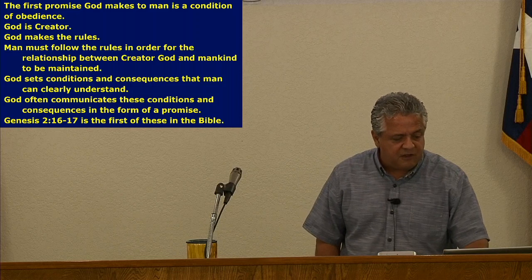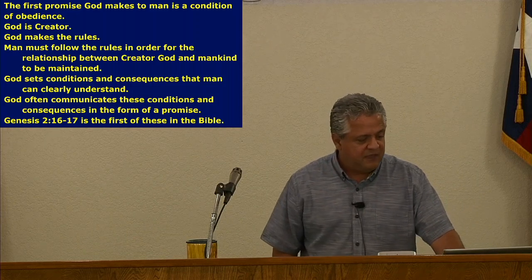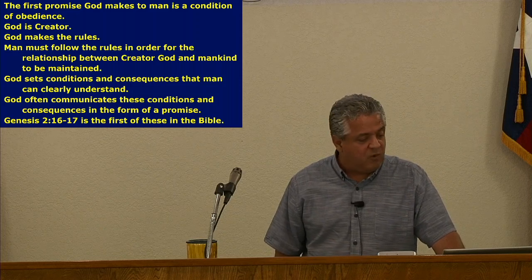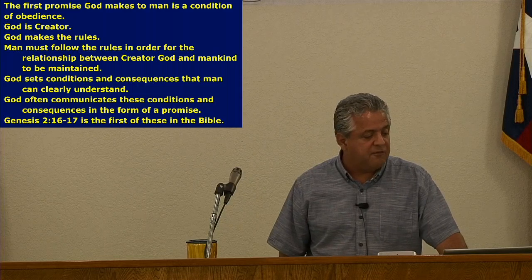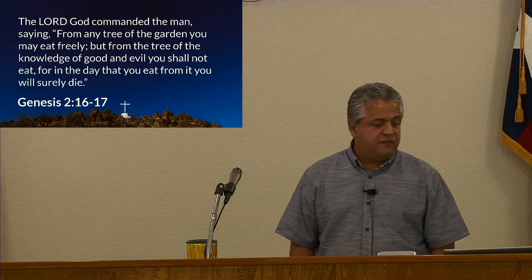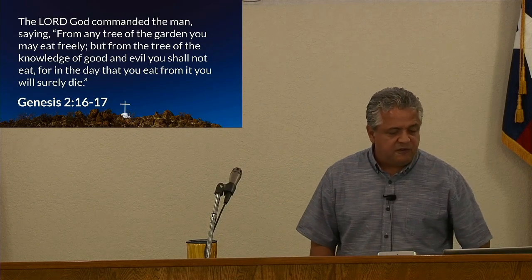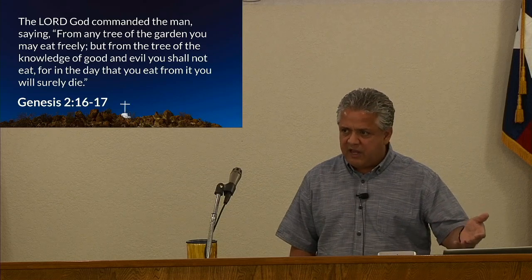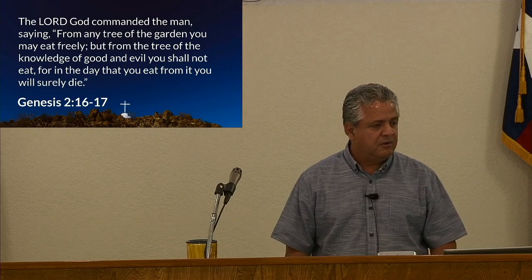God often communicates these conditions and consequences in the form of a promise. And that's what we will spend the next umpteen weeks of our lives on these night sessions, going through the Bible looking for God's promises. In Genesis 2, verse 16 and 17, this is what God said. This is what this first of the chronological books, the book of Genesis, says to us. This is what God chose to communicate about himself to us. This is what he wrote in the Bible.